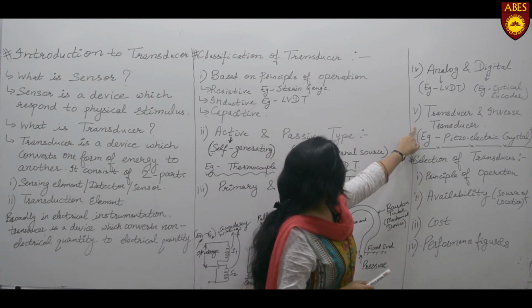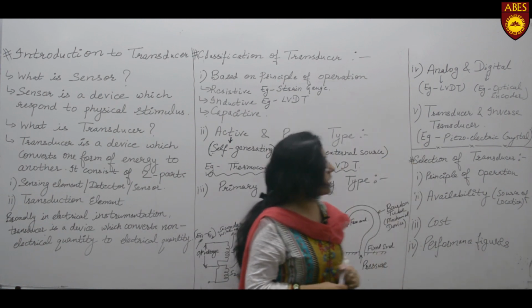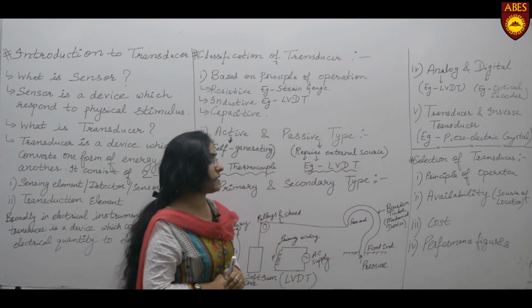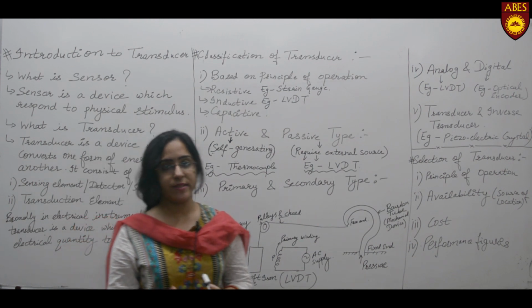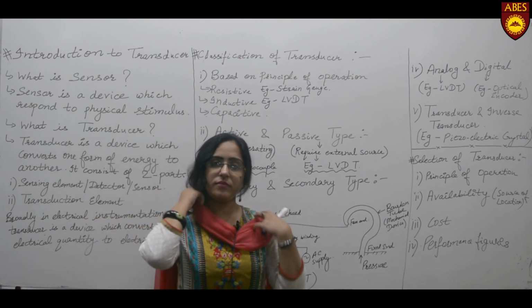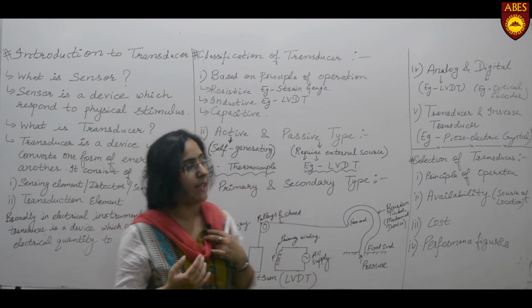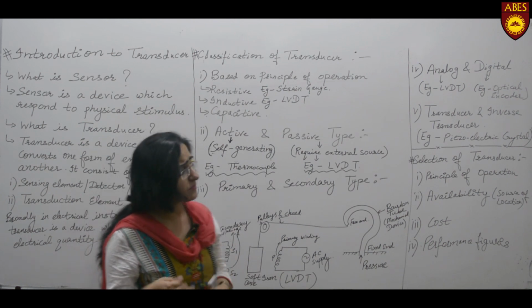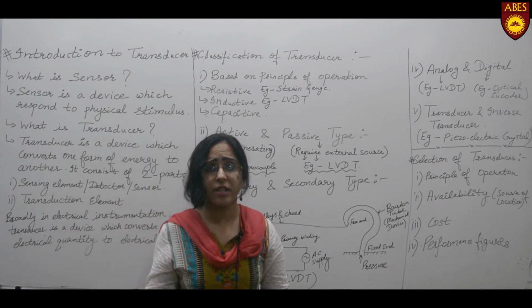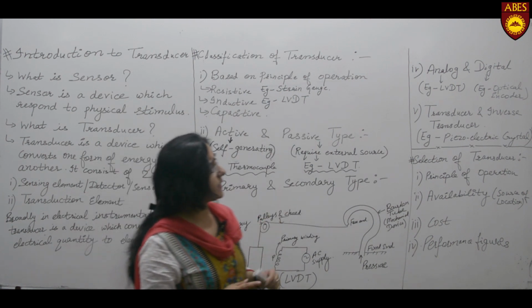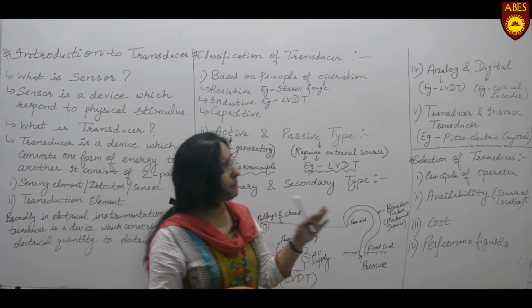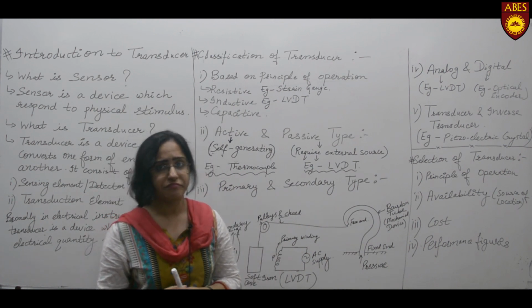Now the fifth type of classification is transducer and inverse transducer. As we know, the transducer is the one which converts any non-electrical quantity to electrical, and inverse transducer is the one which converts electrical quantity to the non-electrical quantity. So in this category, we have the best example as the piezoelectric crystal.